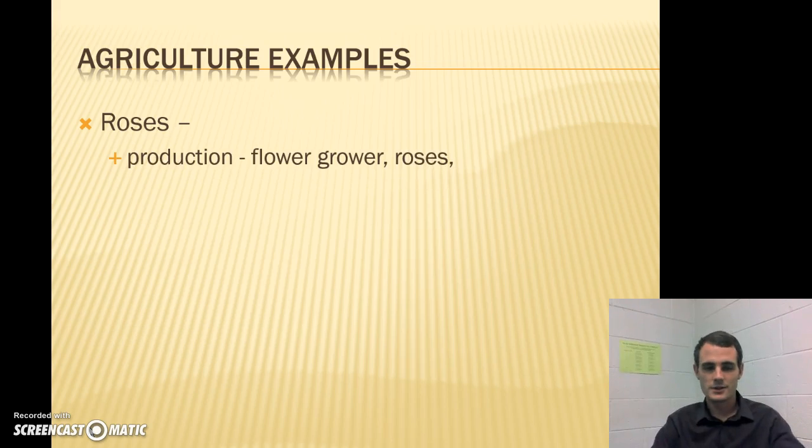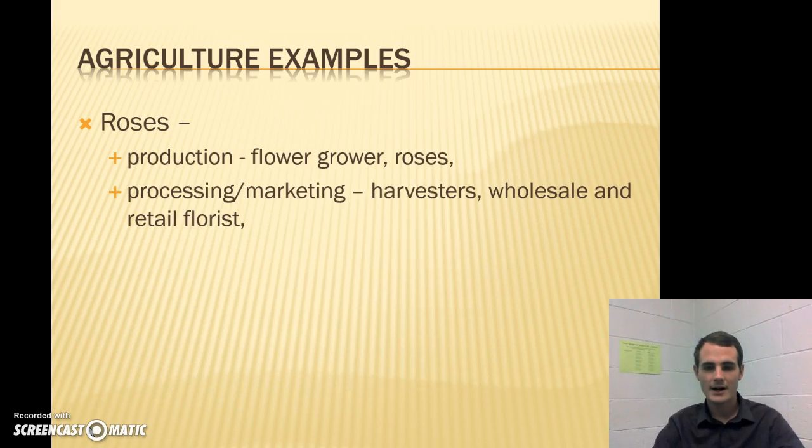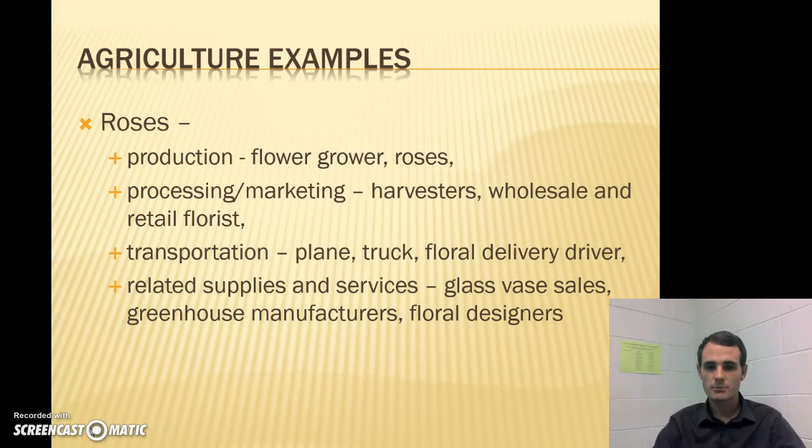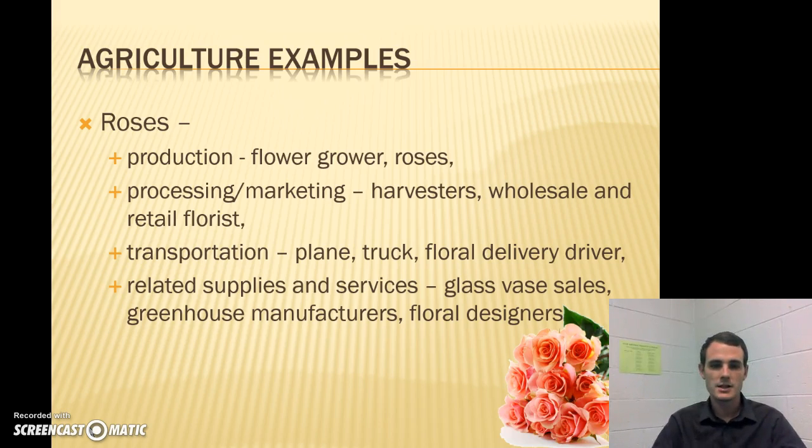All right, roses, appealing to the ornamental side of agriculture. There's the production, processing, and marketing, and then transportation and related supplies and services. There you see those words again. So you have the production of roses, the grower is going to grow the flowers. You have the processing and the marketing.